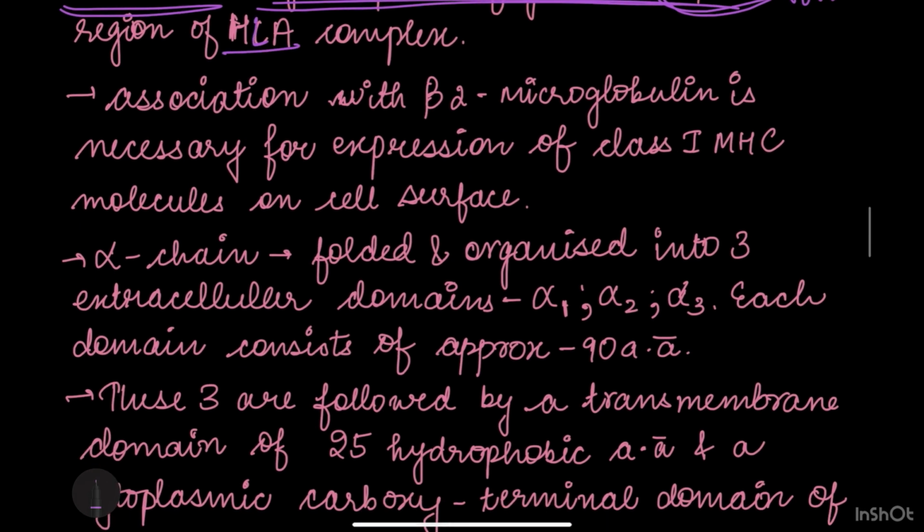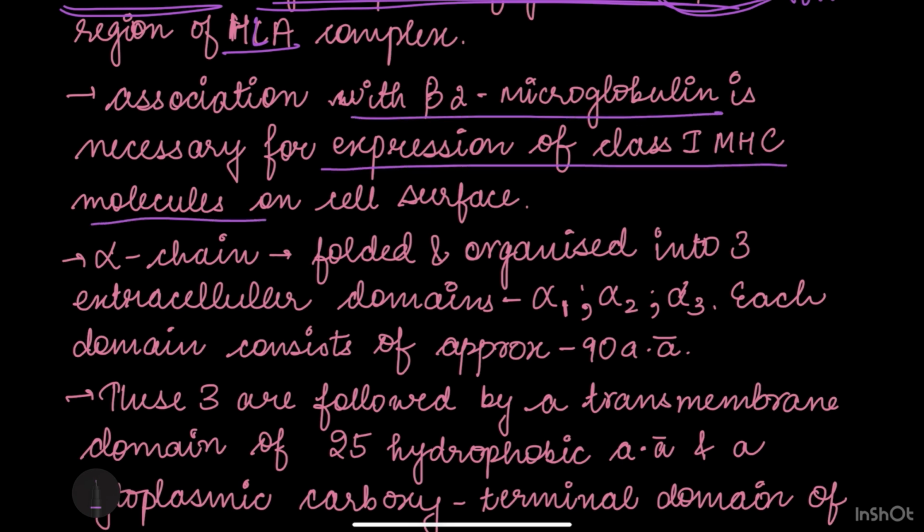Association with beta 2 microglobulin is necessary for the expression of class 1 MHC molecule on the cell surface. This is a very important thing, that beta 2 microglobulin is very necessary for the expression of class 1 MHC molecule. If it is absent, then it may result in non-expression or a disease called Daudi tumor.